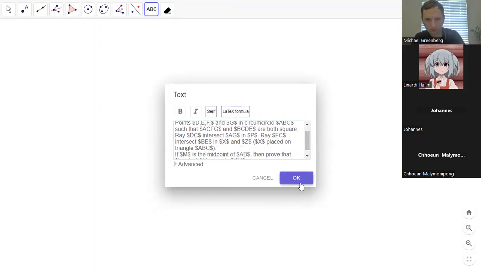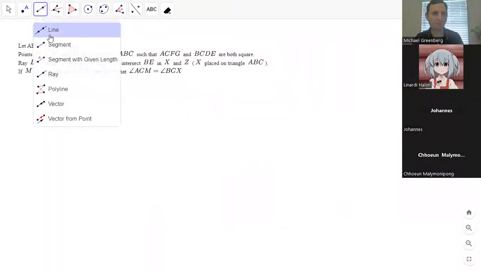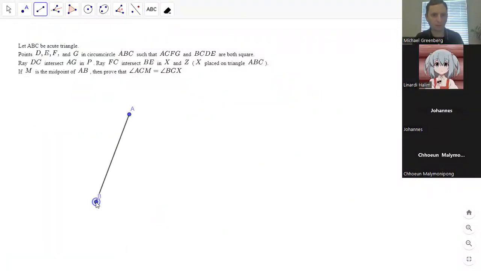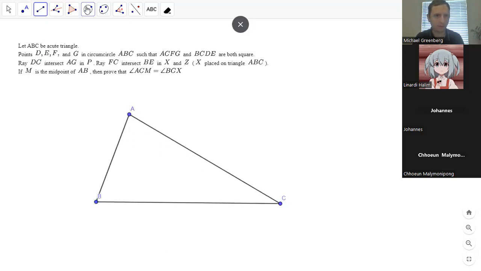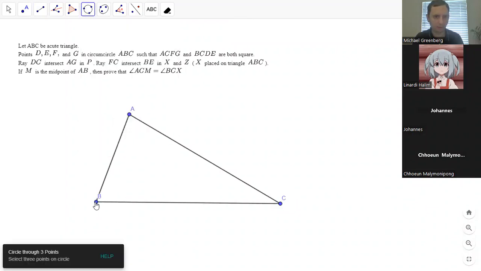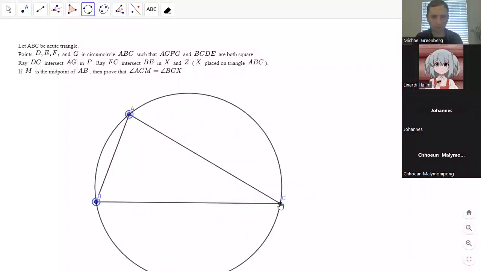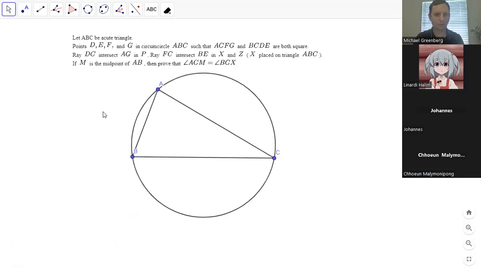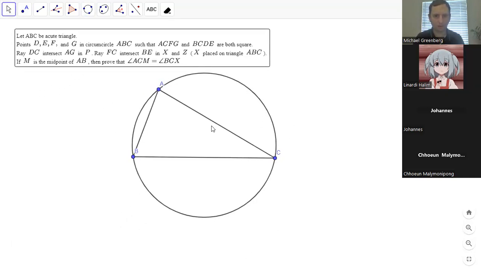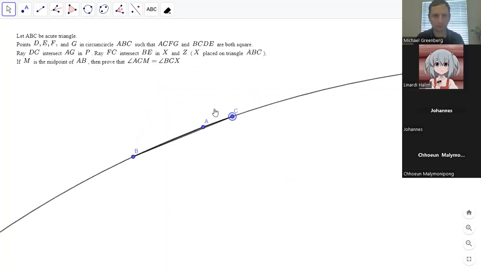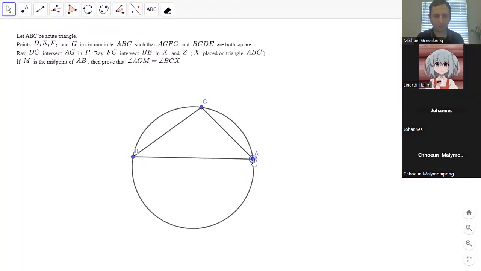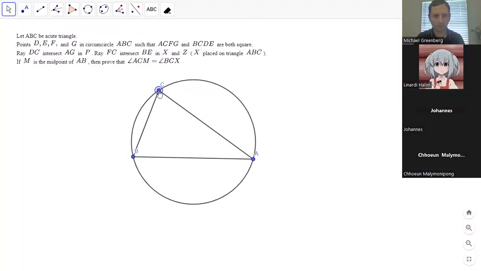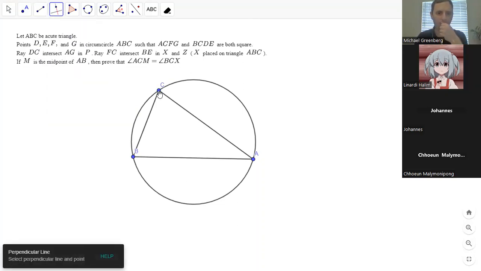Okay, so we have triangle ABC, and then we draw the circumcircle. So ACFG and BCBE are squares, but do you mean that they're rectangles? So let me draw C at the top. I think it might make the diagram easier. So AC, I don't know if you want to, it's supposed to be like this.